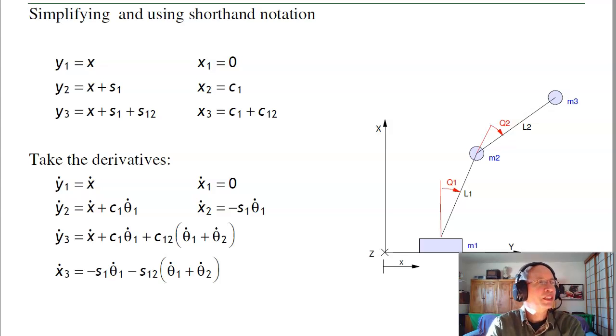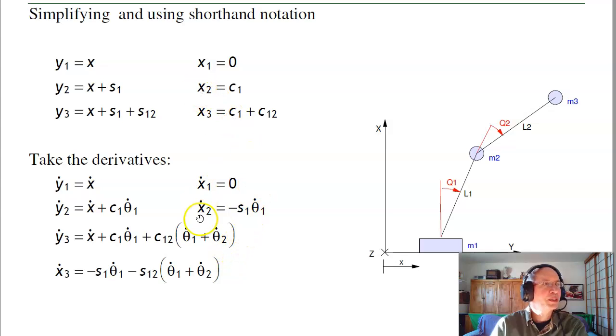Or using robotics notation, these are the variables: the first mass position, second mass, third mass. Now take the derivatives. The derivative y1 dot is x dot. y2 dot is x dot plus cosine theta 1 times theta 1 dot. x2 dot is minus sine theta 1 times theta 1 dot. For mass 3, y3 dot is x dot plus cosine theta 1 times theta 1 dot plus cosine of theta 1 plus theta 2 times theta 1 dot plus theta 2 dot. And x3 dot is minus sine theta 1 theta 1 dot, minus sine of theta 1 plus theta 2 times theta 1 dot plus theta 2 dot.